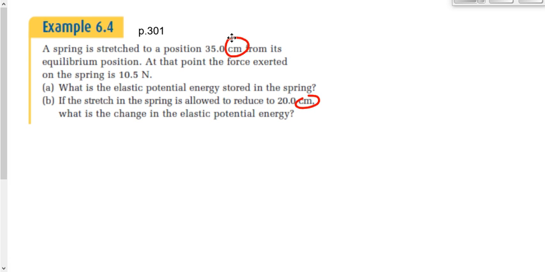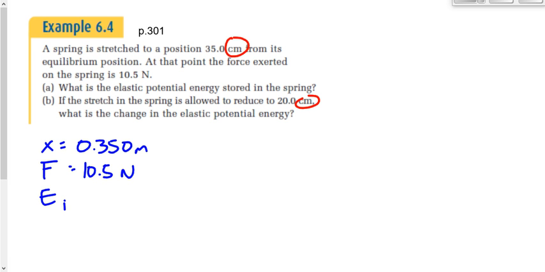Let's worry about A first. B seems a little bit harder to me, but let's worry about A first. Even A is a little bit tricky, I think, actually. What do we got here? We have, for question A, a displacement of 0.350 meters, and we have a force of 10.5 newtons, and we want to find the elastic potential energy here. So again, forget about B right now.